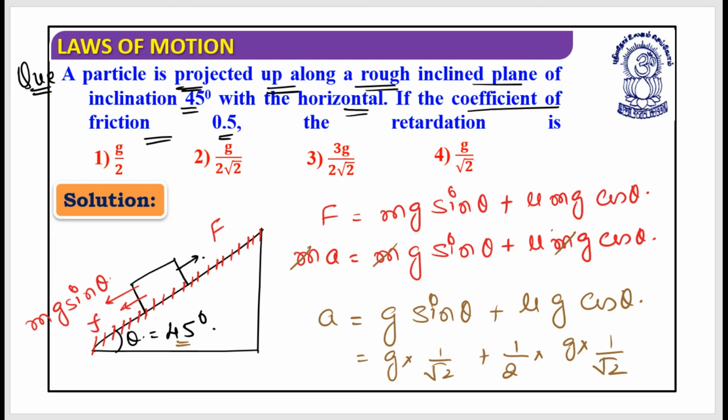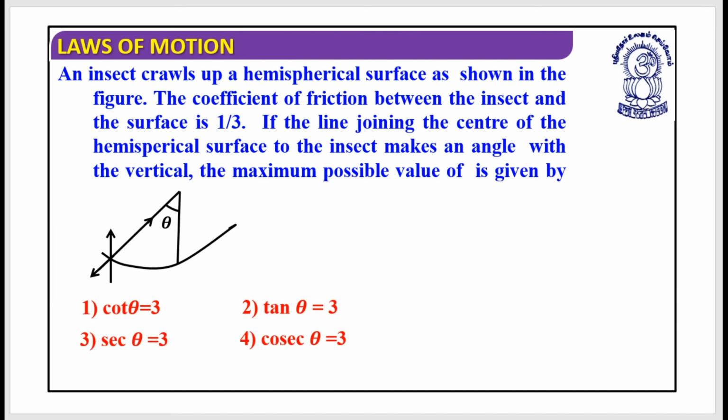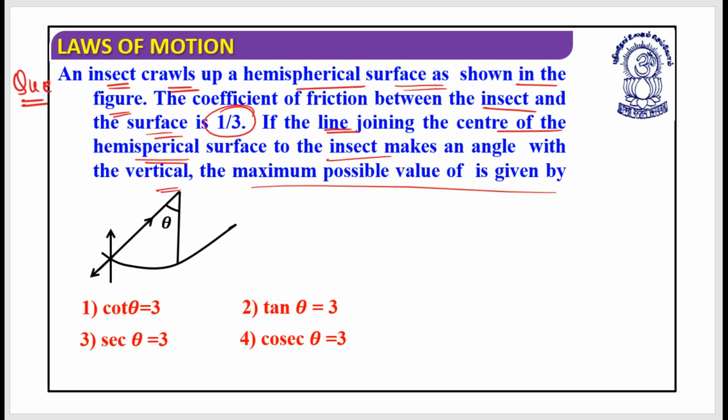Let's have a look. This is a very important question. First let's have a look, and then I will let you know the concept behind it. It says that an insect crawls up a hemispherical surface as shown in the figure, and the coefficient of friction between the insect and the surface is given as 1 by 3. If the line joining the center of the hemispherical surface to the insect makes an angle with the vertical, the maximum possible value is given by?